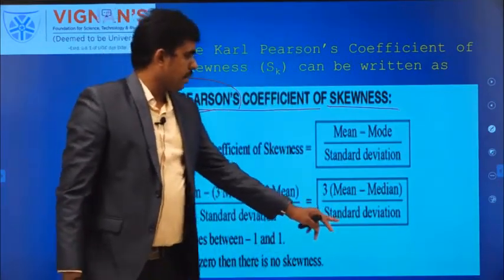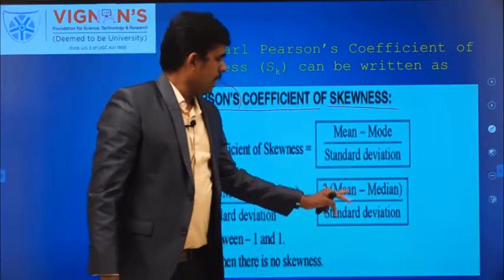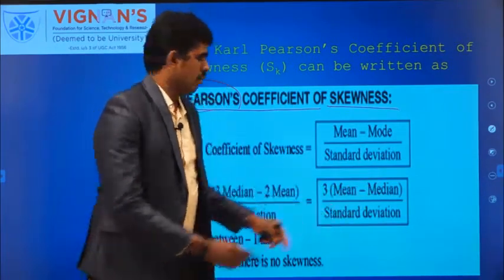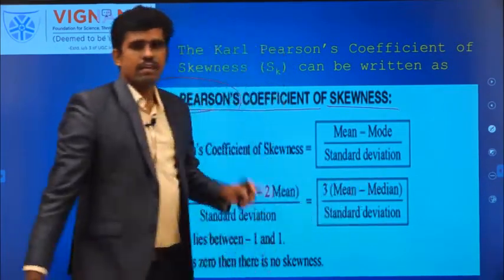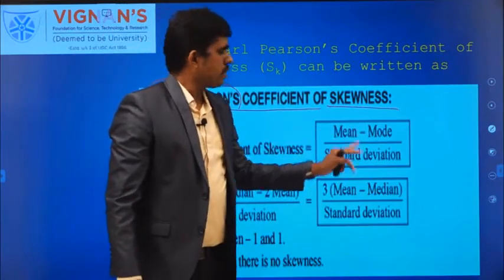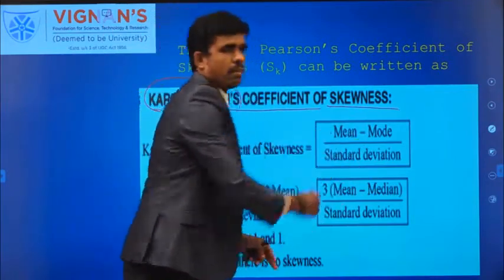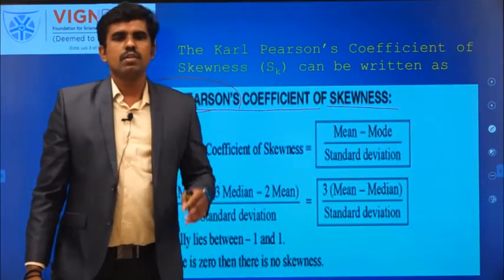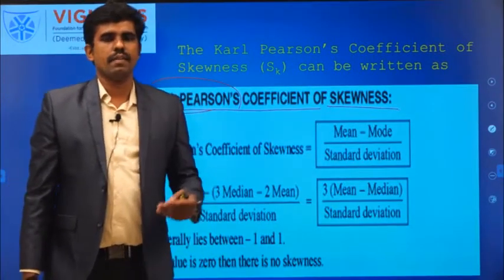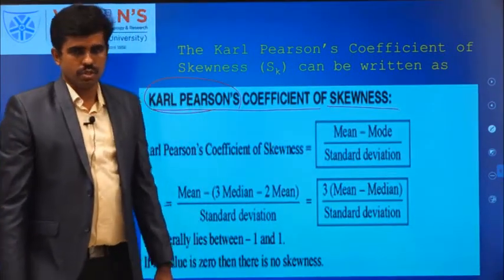So this is another formula. If you know mean, median, standard deviation, you can use this formula. If you know mean, mode and standard deviation, you can use this formula. So you can use either formula to find the skewness of a given data distribution.